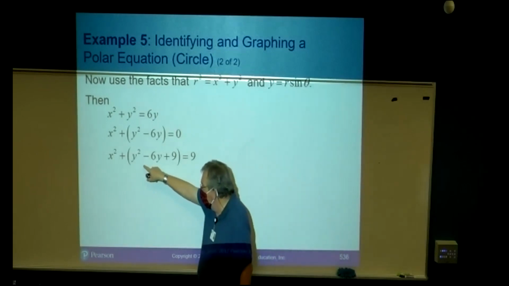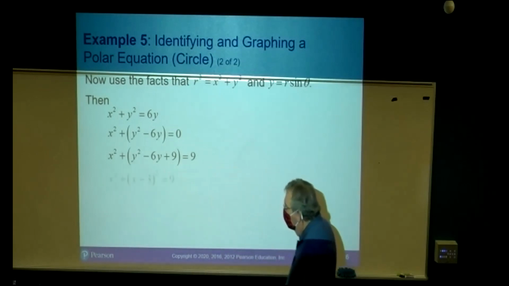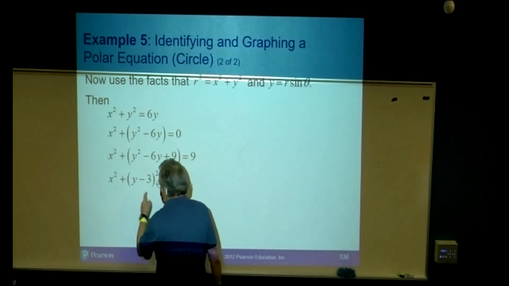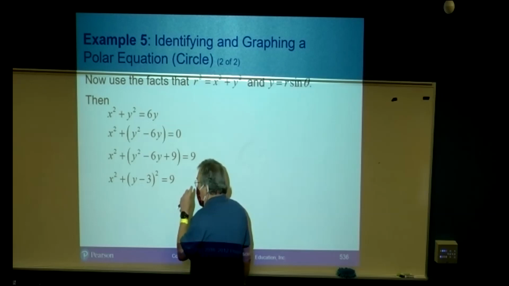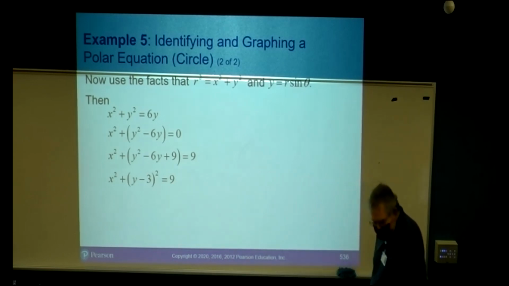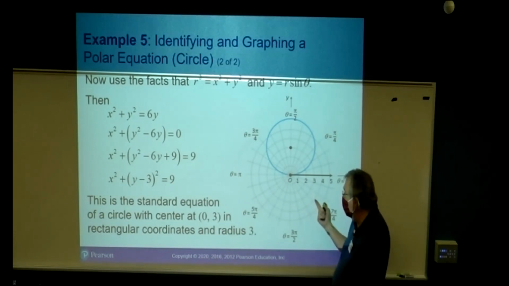And this is a perfect square trinomial, which factors to y minus 3 being squared. And so this is a circle centered at the point 0, 3 with a radius of 3. And because of the angle that it's shining down on here, it's not going to be a perfect circle.